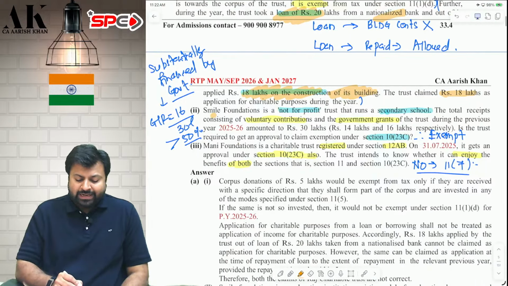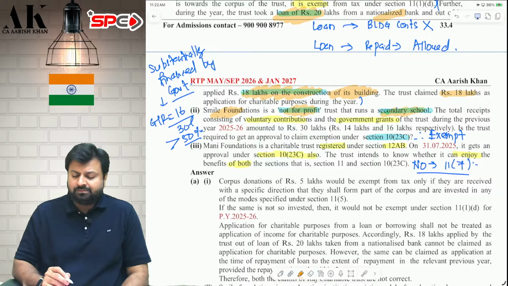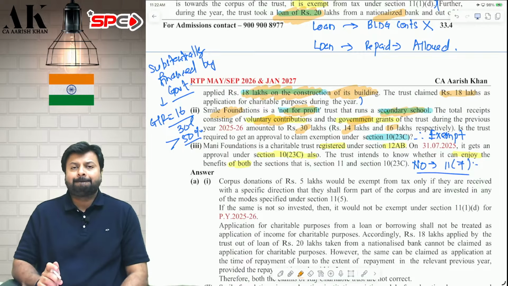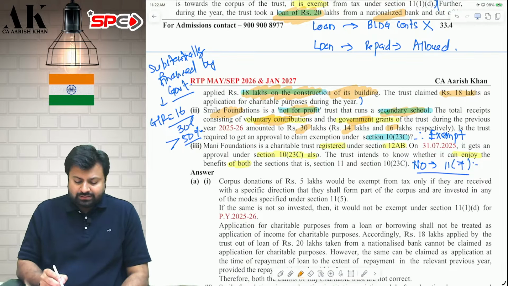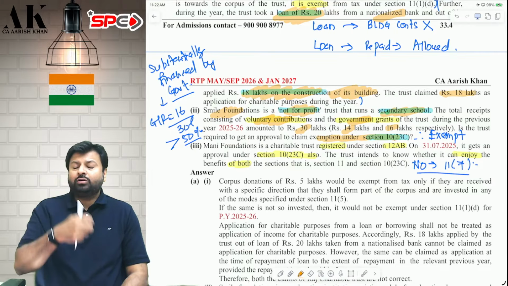Next question. Smile Foundation is a not for profit organization. It runs a secondary school. Now they are receiving some voluntary contribution and government grant, total of 30 lakh rupees, with a breakup of 14 and 16 lakhs. Now they are making an argument: is the trust required to get an approval under 10(23C)? The answer is no. They are not required to get approval.